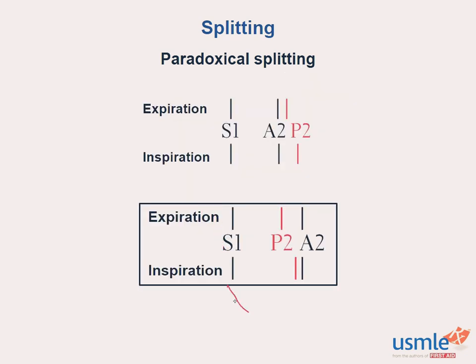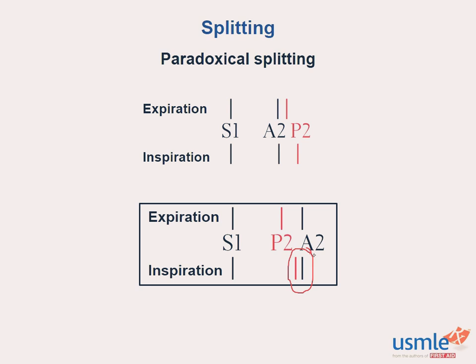And we can see that the variation we see in inspiration holds true in this paradoxical splitting. As we inspire, we increase our right ventricular volume. The pulmonic valve closes later, and so we actually see it shift to the right here, which reminds us of normal physiologic splitting. So when we inspire, we decrease the splitting between A2 and P2. The split is smaller because we're increasing the volume in the right ventricle, so the P2 occurs later.